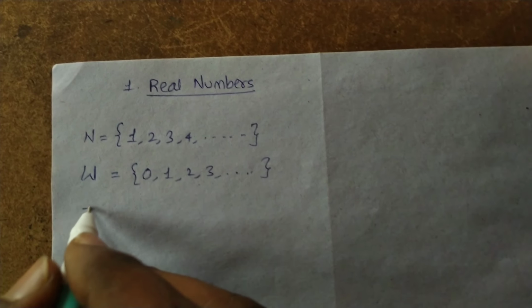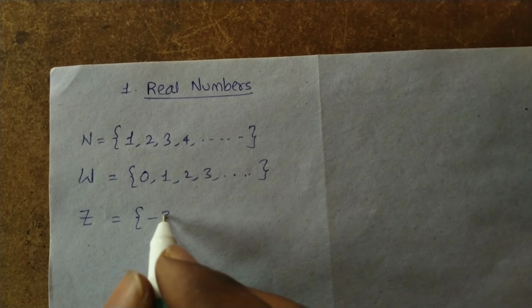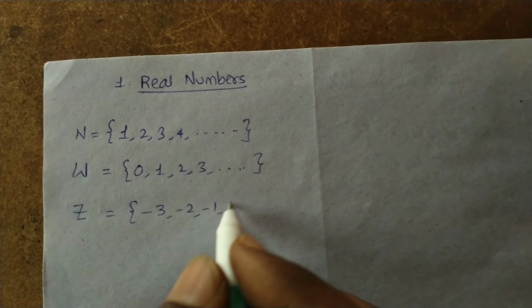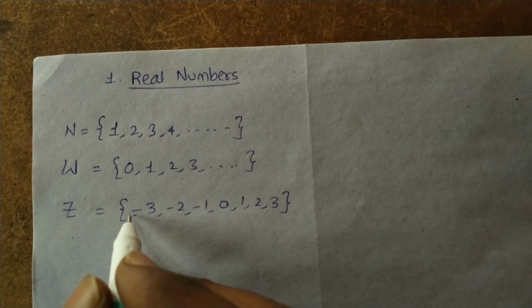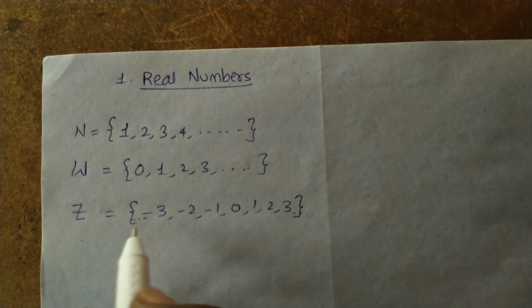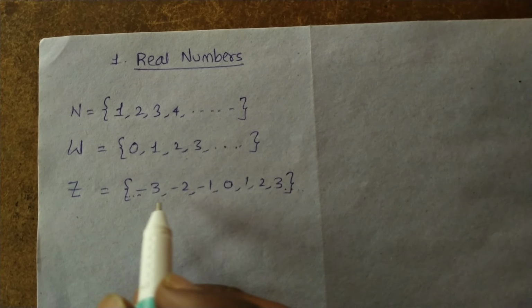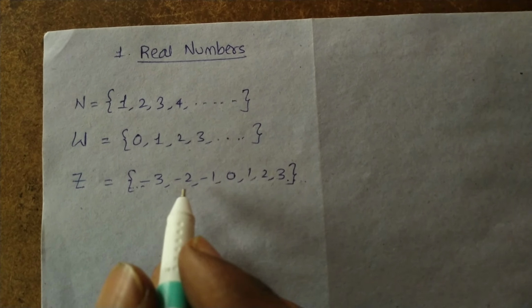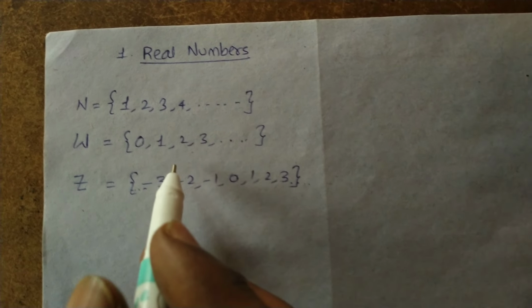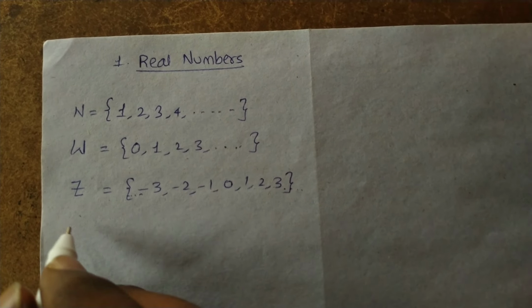What are integers? We denote integers by capital Z. All the negative values are included, 0 is included, and all the positive values are also included, from minus infinity to plus infinity. Whatever value you take, all these numbers are called integers. Negative numbers are also included. That is called integers.